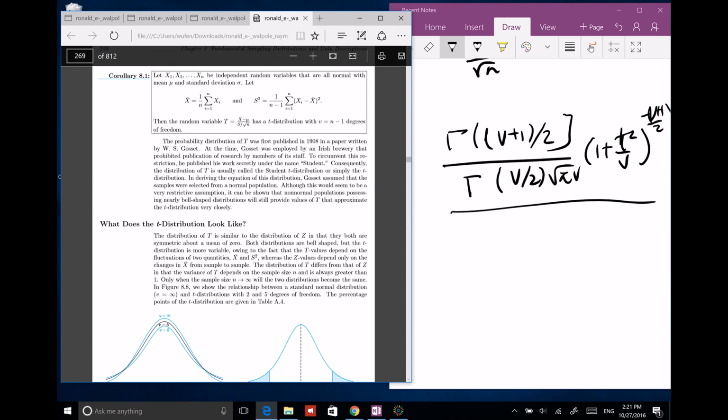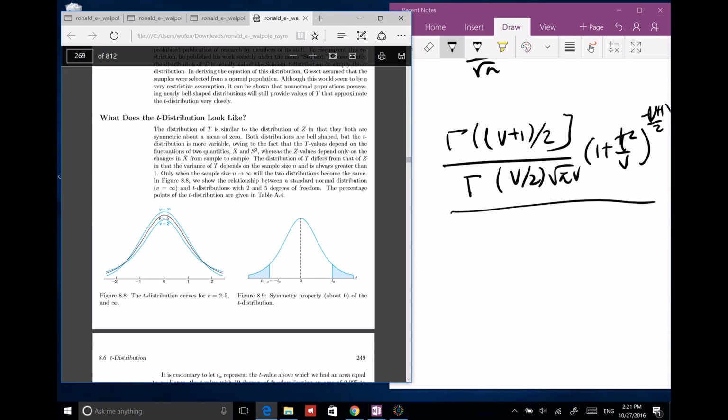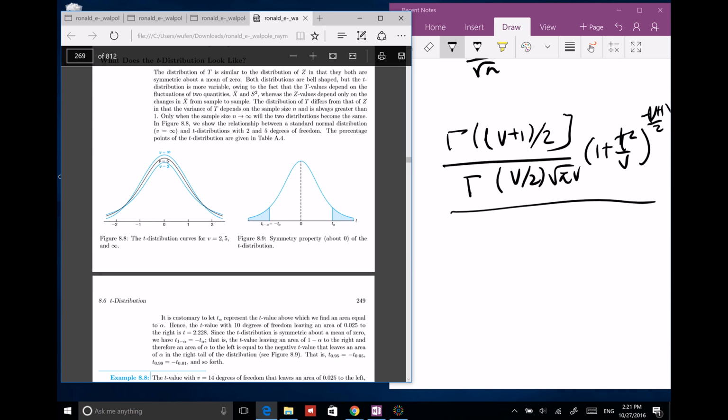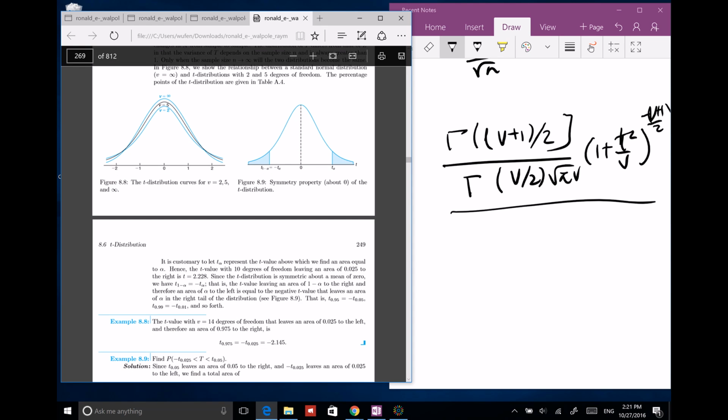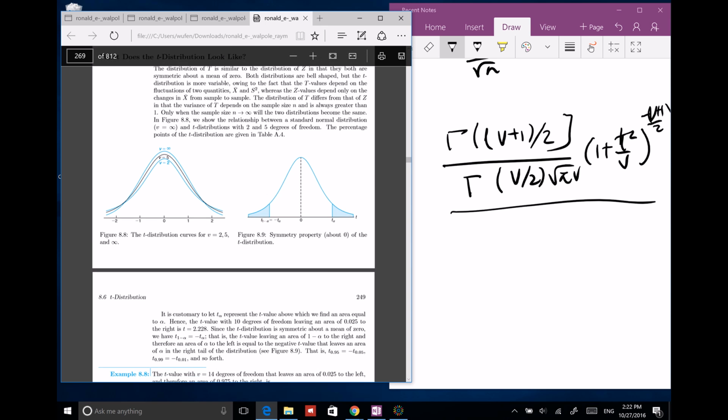Alright, so what does the t-distribution look like? The t-distribution is a bell shape as well. It has a symmetry property about zero. It's very much like the normal distribution. It's a little bit different in shape, but they are very, very similar.